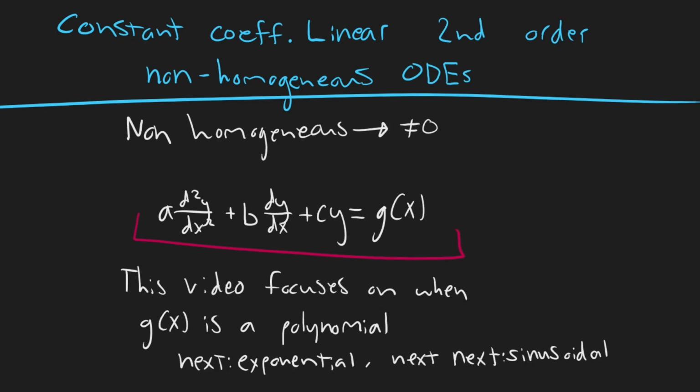And so if you notice, this is the exact same form of ODE as a constant coefficient, linear second order, homogeneous ODE, except now it's not equal to 0, right? Now it's equal to a function g of x. And so that being equal to g of x turns this into a non-homogeneous ODE as opposed to a homogeneous ODE. And that makes our life quite a bit more difficult.